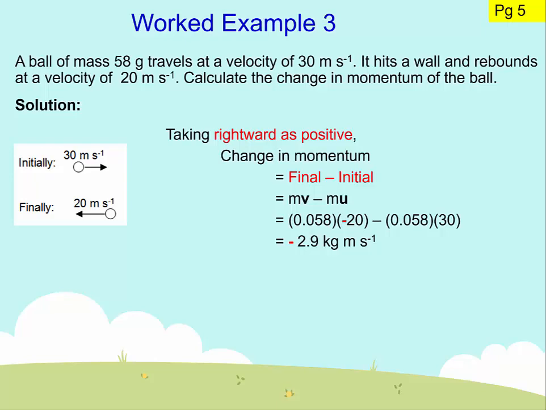The mass is 0.058 kg and v, the final velocity, is negative 20 because I have defined rightward as positive. Since v is towards the left, it is negative. So the product mv, minus mu. u is moving to the right, so it is positive 30. Calculating this, you will find that the change in momentum is negative 2.9.